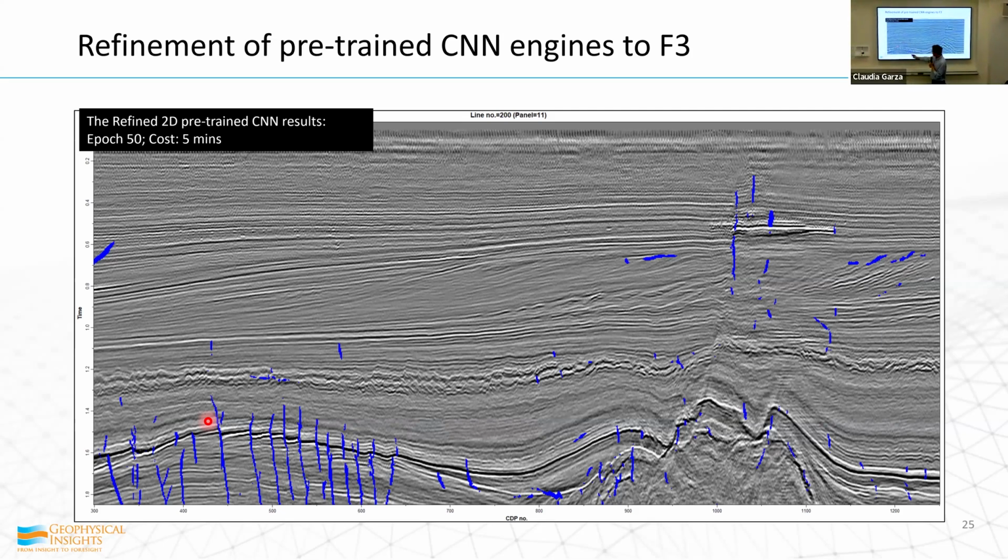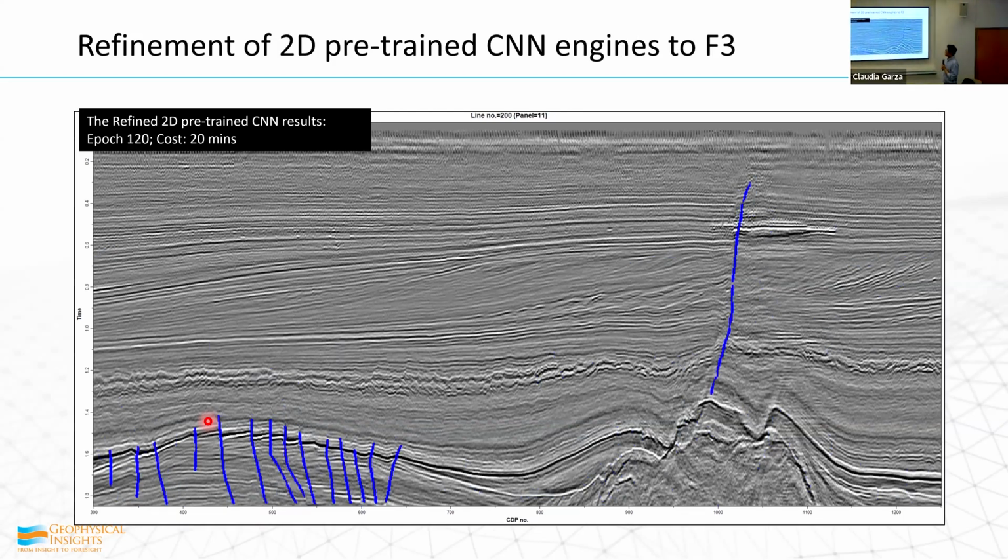It focuses on this normal fault, makes it better for this gas chimney, and removes all other discontinuities which are not labeled. After approximately 120, which cost me 20 minutes, I got this one, which is almost like my labels. That means my CNN has been refined and is only sensitive to this fault and this fault.